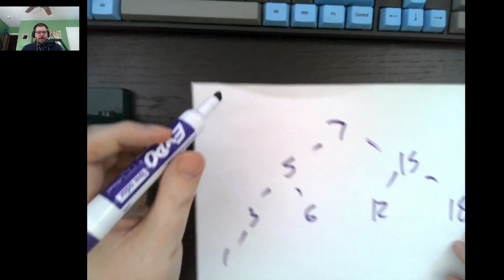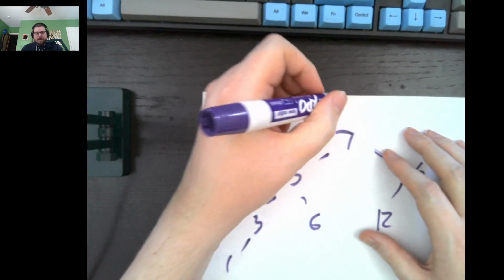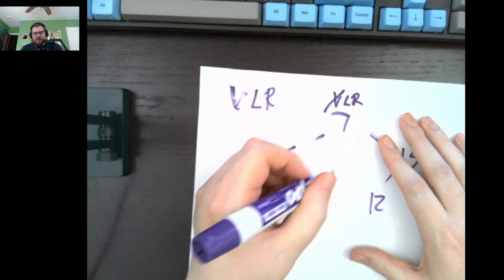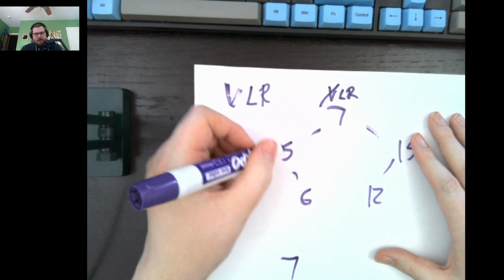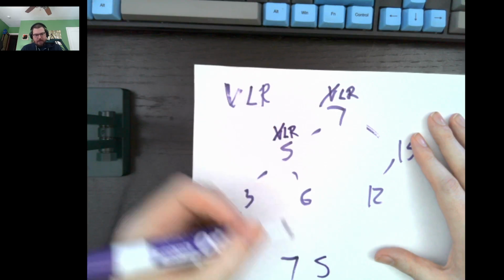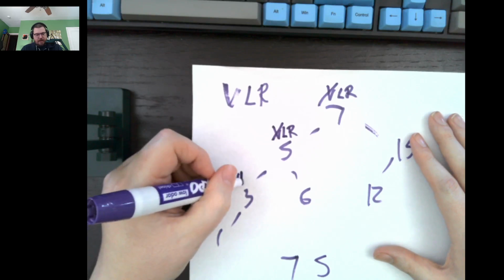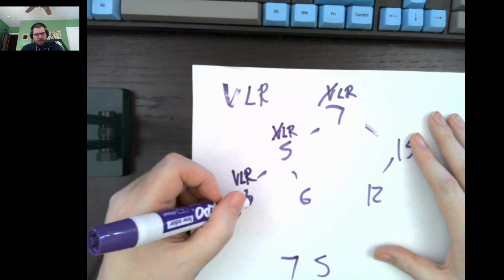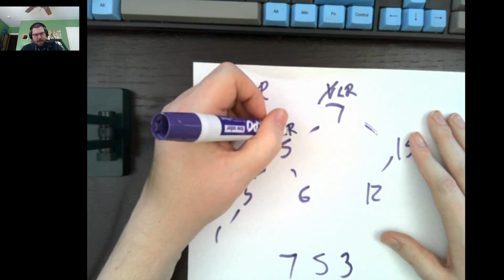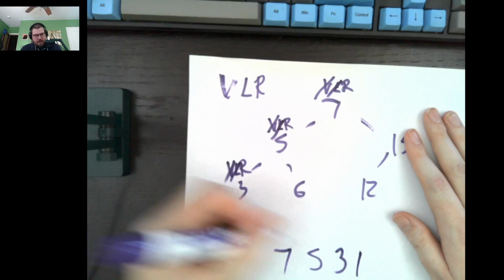So pre-order is visit left right. For each of these, I'm going to do visit left right. So I'm going to visit first, which means print out 7. Then I'm going to go left. We'll go to this one and visit it by printing it out. Then we go left again, which gives us VLR over here, where we visit 3, cross it out, then we go left. Then we do VLR. We're going to visit 1. Then we're going to go left.